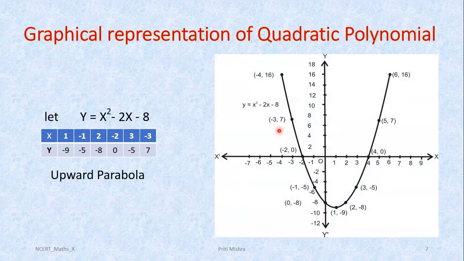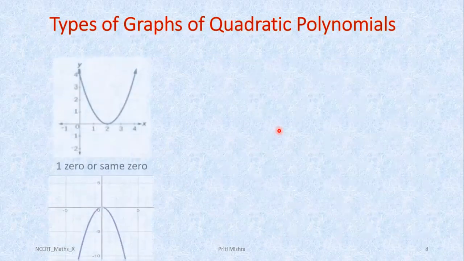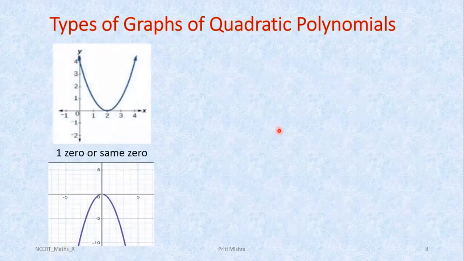So a graphical representation of quadratic polynomials always gives you a parabola. It may be an upward parabola or a downward parabola or some other type of parabola. Now let's find out the types of graphs of quadratic polynomials. So you can have various types of graphs of quadratic polynomials. I am going to show you a few of them here.